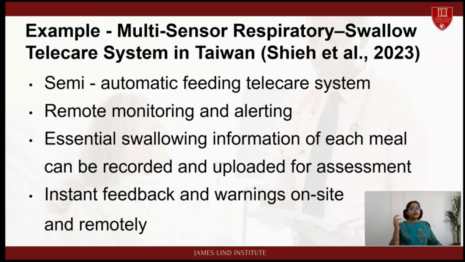So basically the swallowing information after every meal can be collected by this system, and the information that is collected is uploaded for the assessment, and it provides instant feedback and warning on site as well as remotely to the monitoring team.